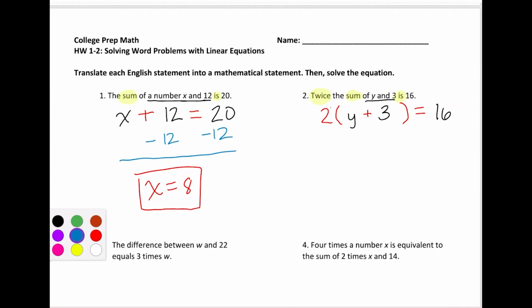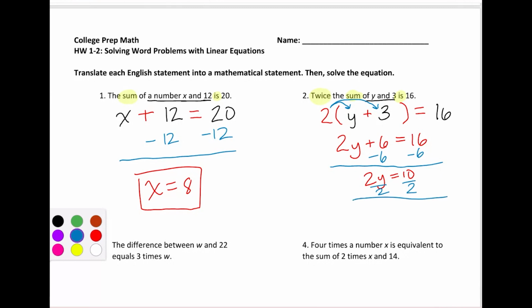And now we can go ahead and solve this like we normally would. We'll start by using the distributive property, 2 times y and 2 times 3, to get 2y plus 6 equals 16. Subtract 6 on both sides to get rid of that 6 on the left-hand side. 16 minus 6 is 10, so we get 2y equals 10. And finally, we want to divide both sides by 2. So we end up here with y equals 5.